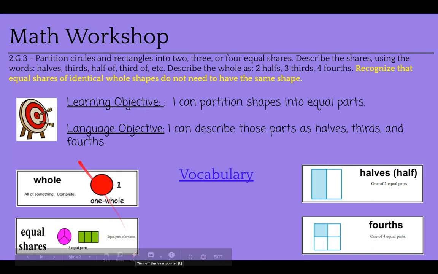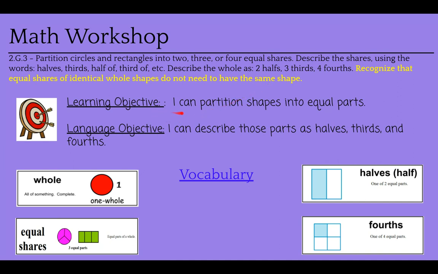We're going to continue to learn about partitioning circles and rectangles into 2, 3, and 4 equal shares. Describe the shares using the words halves, thirds, half of, third of. Describe the whole as 2 halves, 3 thirds, and 4 fourths. Today we're going to focus on recognizing that equal shares of identical whole shapes do not need to have the same shape. Okay, we're going to learn more about that today.